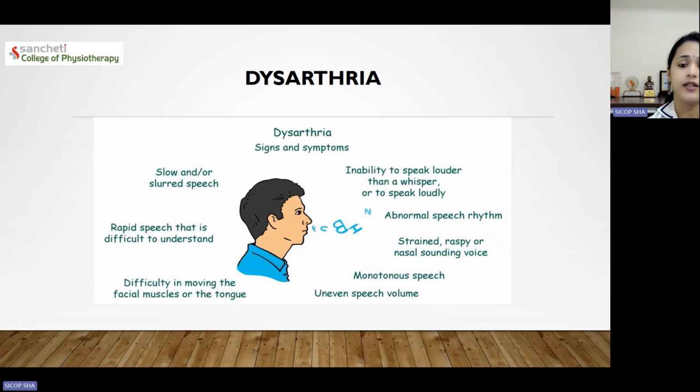So as we saw that there is ataxia, so there is no control. Sometimes it can be slow, sometimes it can be rapid. And there is difficulty in moving the facial muscles or the tongue. Okay. So in dysarthria, we are going to see changes in the volume, changes in the tone, and changes in the rhythm. We are going to have speech that is very strained and nasal sounding. Okay. So this is our dysarthria. That is speech abnormality in our ataxic patient, which is also called hot potato speech or a staccato speech.